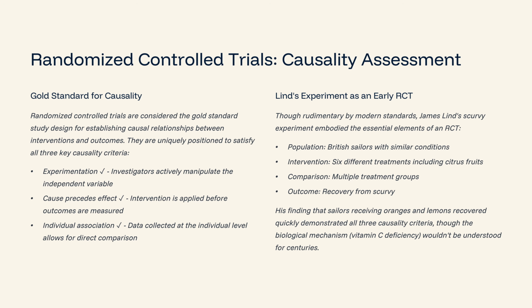So let's apply this to Lind's scurvy experiment. The population was British soldiers with similar conditions. The intervention was 6 different treatments, including citrus fruits. The comparison was multiple treatment groups, so he had 5 or 6 different treatment types we saw there. And the outcome was who got scurvy. And so this is why it's considered one of the first, quote-unquote, randomized controlled trials.